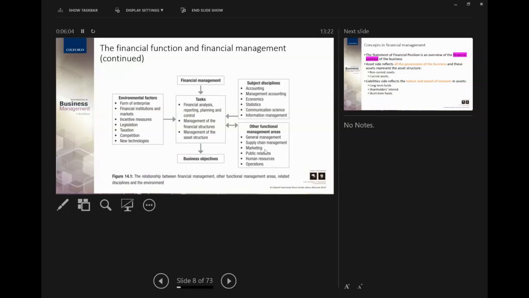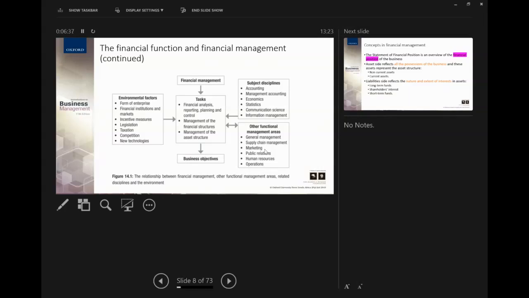And then they're just highlighting the tasks that we highlighted on the previous slide. All of these activities that we engage in are for the purposes of achieving the business's objectives. And that you'll only get from the strategic management that the board and your executives have shared with the business. So again, it's just showing that financial management does not operate in isolation. You can see the other functional management areas.